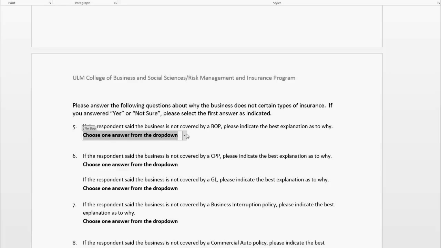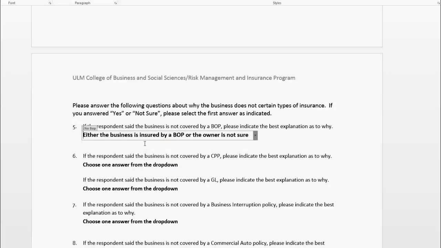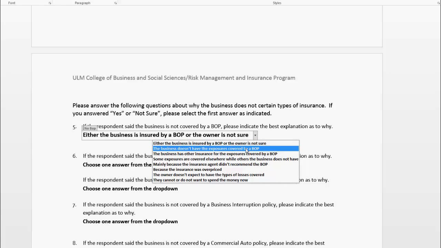But again, you're going to say either the business owner said they had that type of insurance or is not sure. When you select this answer, either the business is insured by a BOP or the owner is not sure, you're saying that the business owner selected yes or not sure. Because if they have a BOP, obviously they don't need to tell you why they don't have one. And if they answered not sure, they really can't answer why they don't have a BOP because they're not sure they don't. The possible responses are the business doesn't have the exposures covered by the BOP.